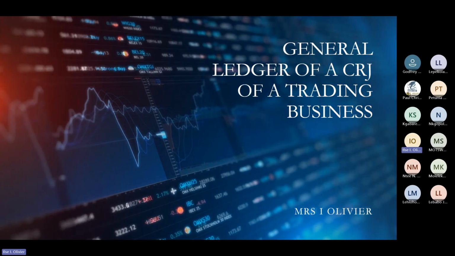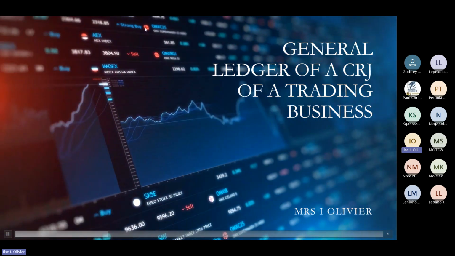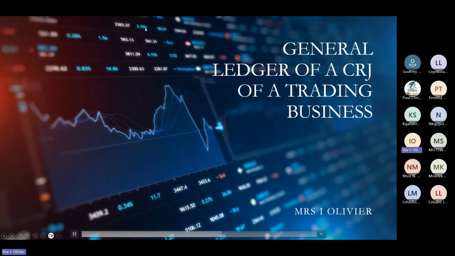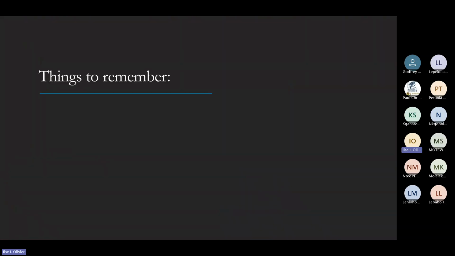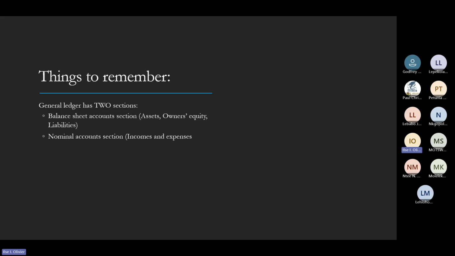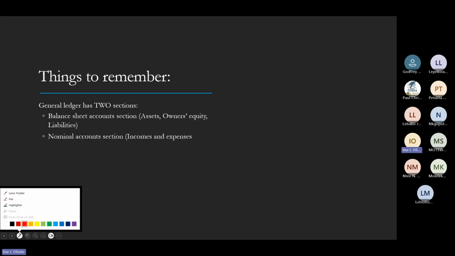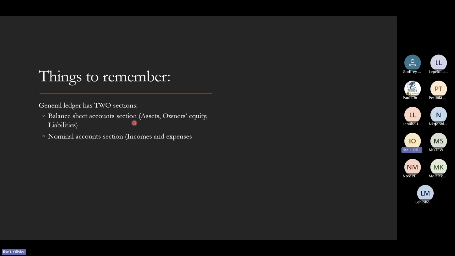I'm going to present to you, like last week, again, the general ledger of the CRJ, because it's such an important part of our syllabus. Right, things to remember when you do a general ledger. Number one, always remember that a general ledger has two sides, namely a balance sheet account section, that is your assets, your owner's equity, and your liabilities, and your nominal account section, that is your incomes and your expenses. Then you must always remember also that the general ledger has two sides, a debit side and a credit side that actually looks the same.